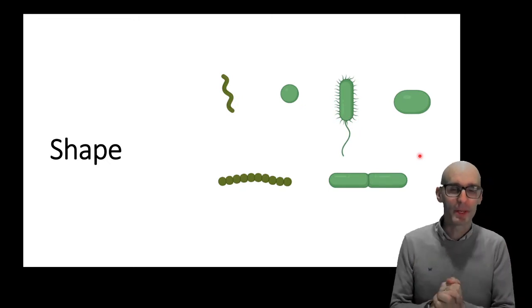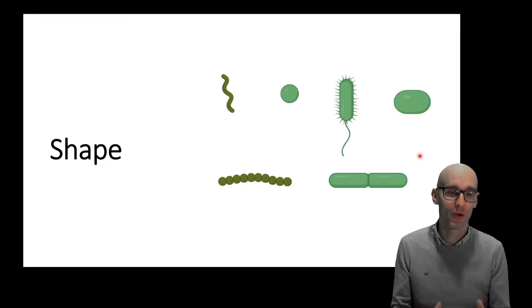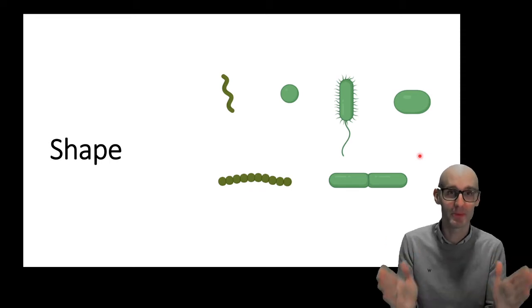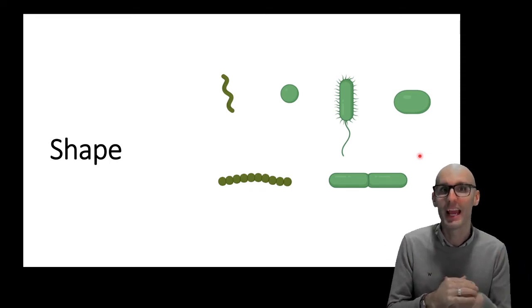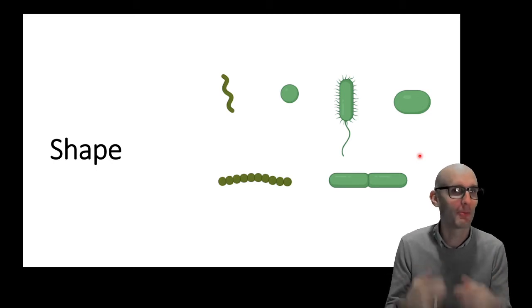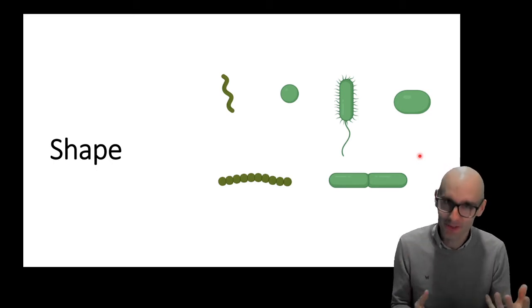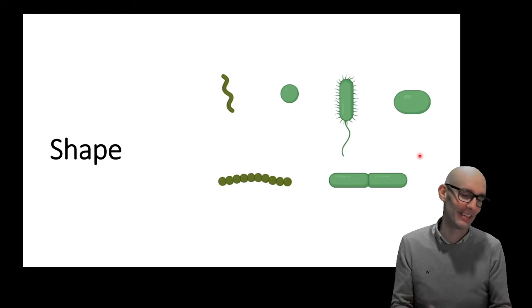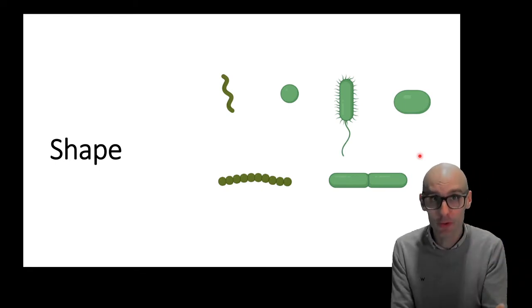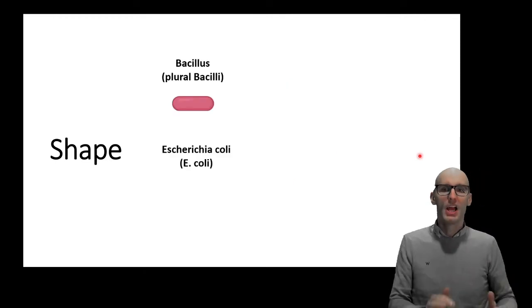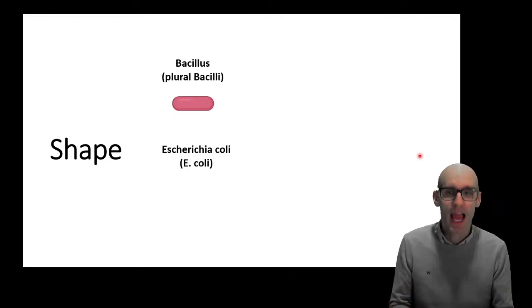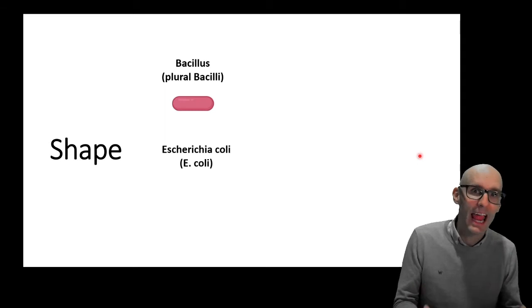Now we're going to talk a little bit about shape. There are loads and loads of shapes, way too many to go through, and unless you really get into this field, it's a bit of a waste of time learning all these Latin names for the different shapes of bacteria. But I'm going to take you through a few so we can understand what's going on with some of the more famous bacteria. The first one is Bacillus, and the plural is Bacilli, because it's Latin.